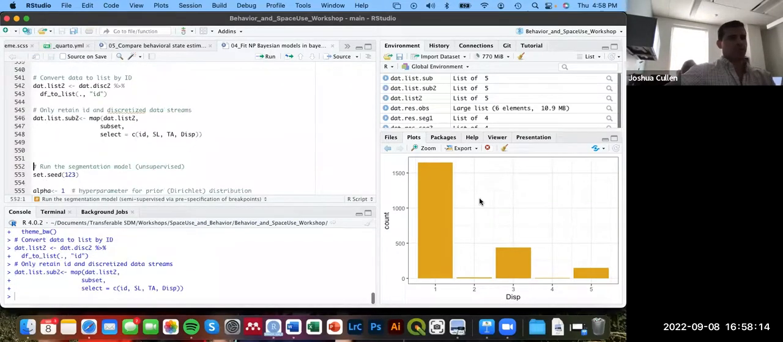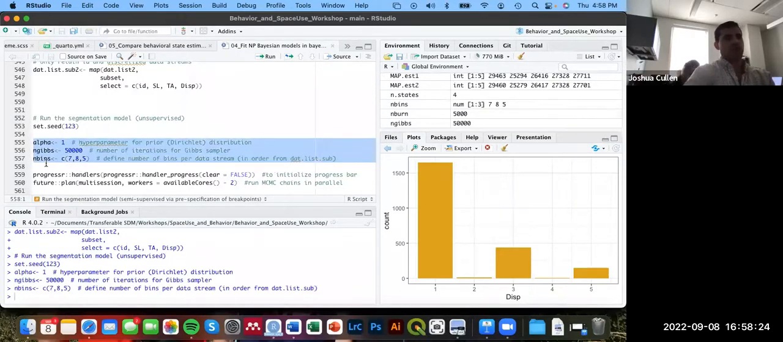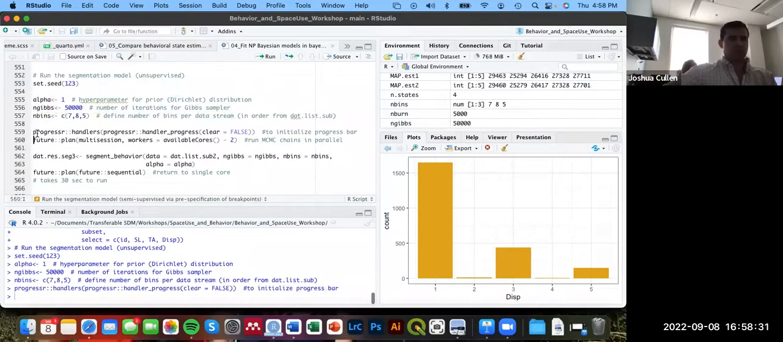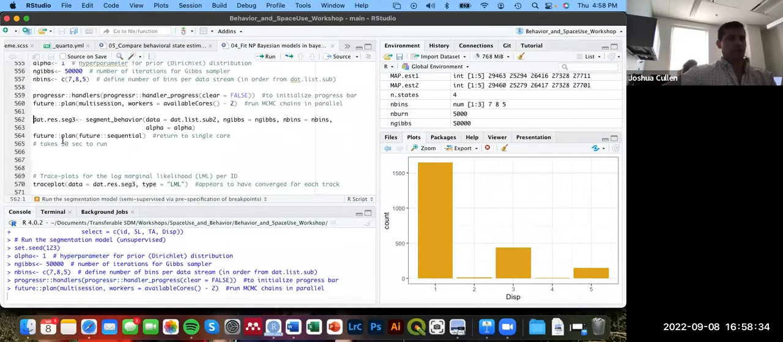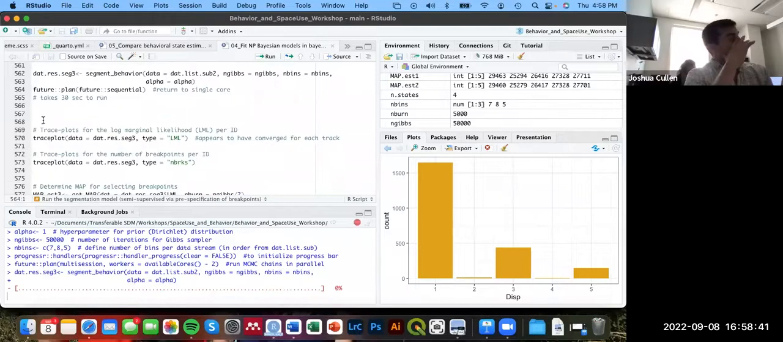And now doing the same thing as before: subsetting the columns I need, setting the random seed value, setting up these model parameters, changing the number of bins for step lengths and turning angles, and then setting up the progress bar and making it run in parallel. Again, this should also take about 30 seconds. It's just about 5 o'clock, so I'm going to try to wrap this up pretty quickly and get to the final guidelines and recommendations.